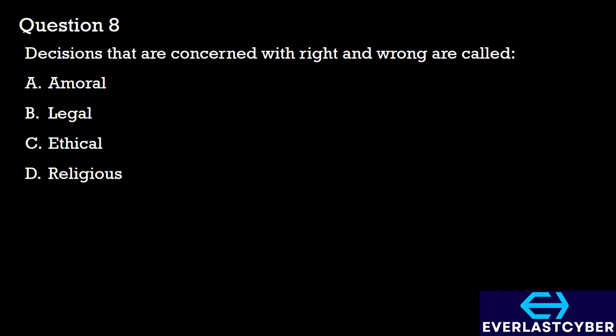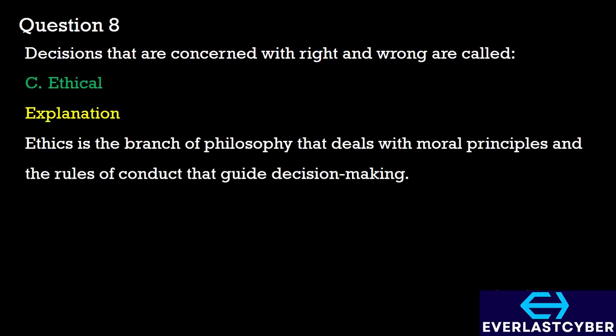Ethical decisions are concerned with determining what is right and wrong, good and bad, in terms of human behavior, principles, and values. Religious decisions are based on the principles and teachings of a specific religion, which may provide guidance on moral questions, but they are distinct from general ethical principles. Our answer here is option C. Ethics is the branch of philosophy that deals with moral principles and the rules of conduct that guide decision making.